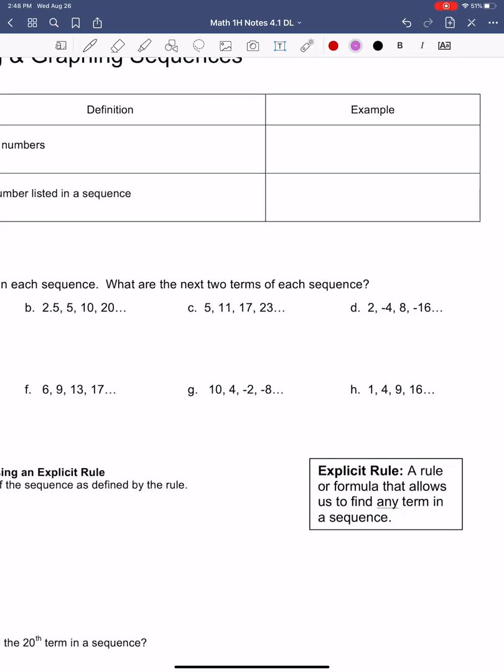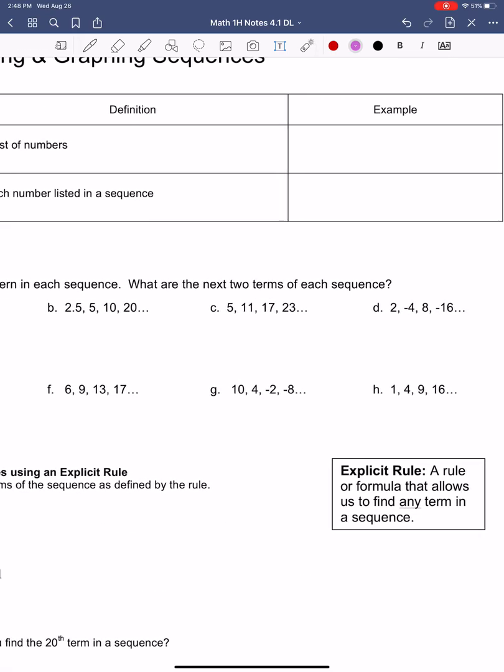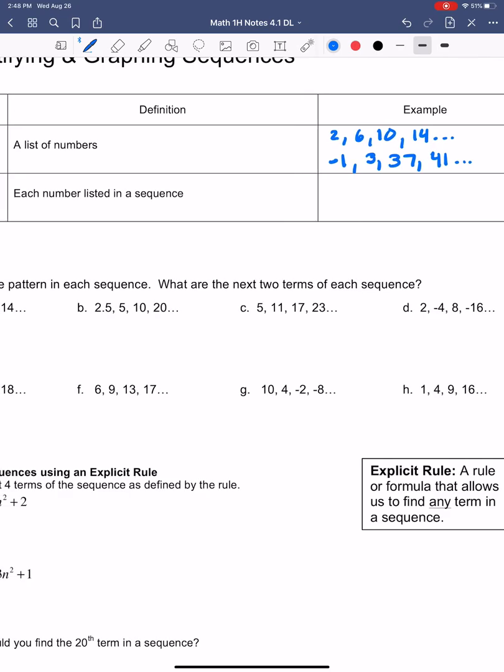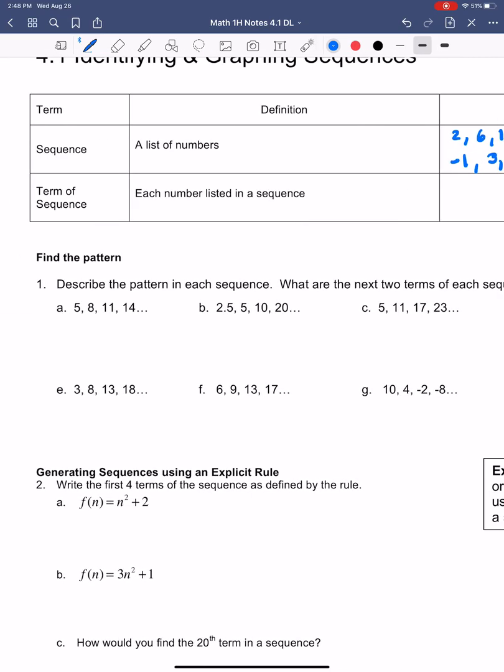I'll zoom in a little bit here. This could be anything like this: 2, 6, 10, 14. We can see that one has a pattern, but a sequence doesn't have to have a pattern. It could be totally random. So -1, 3, 37, 41, and so on and so on. So a sequence is just a list of numbers.